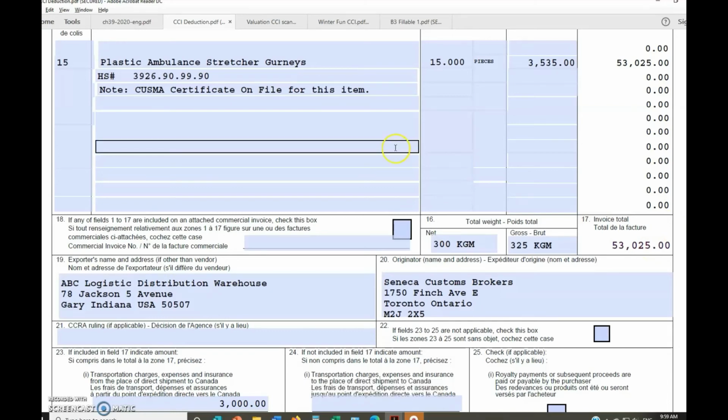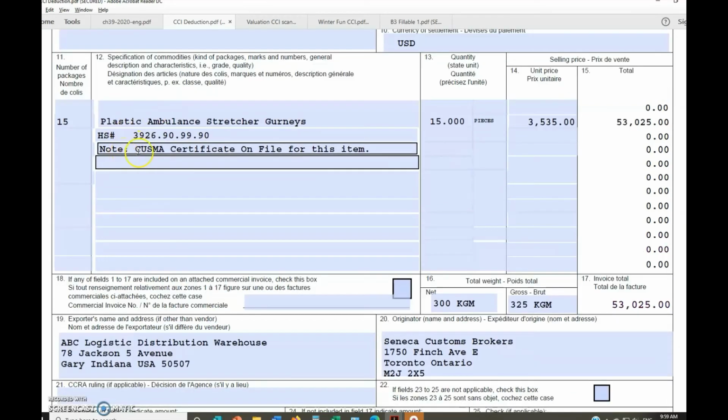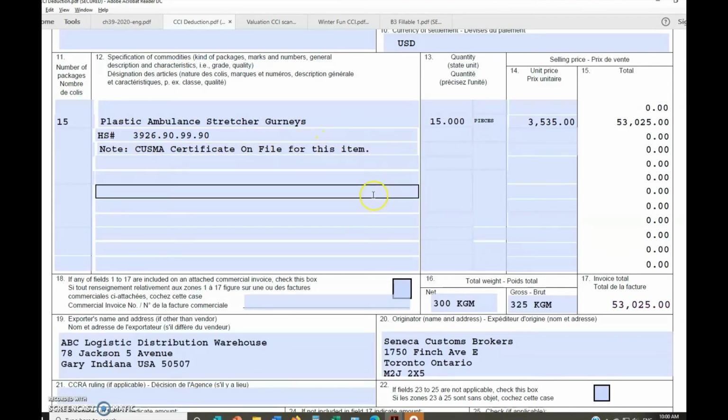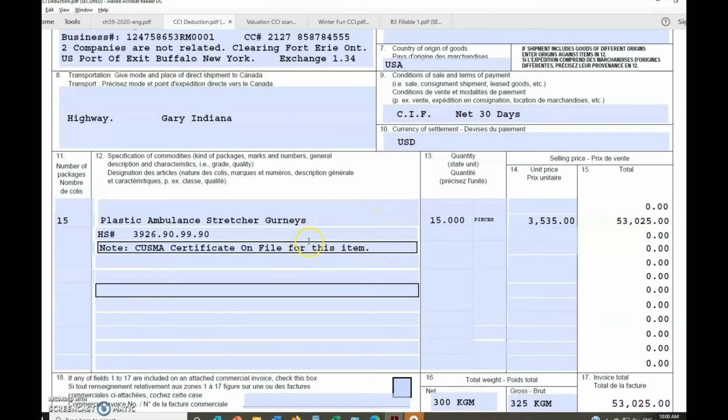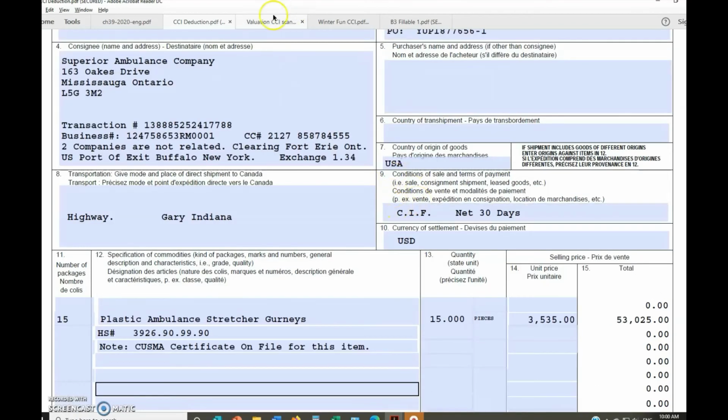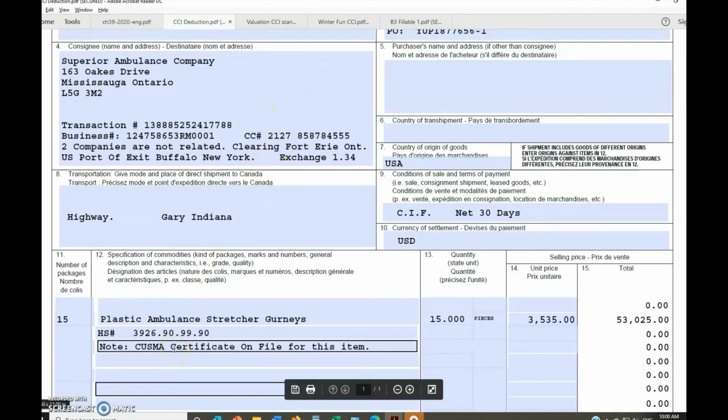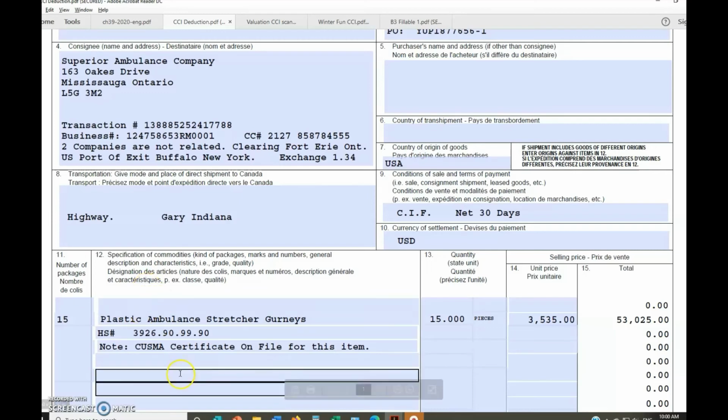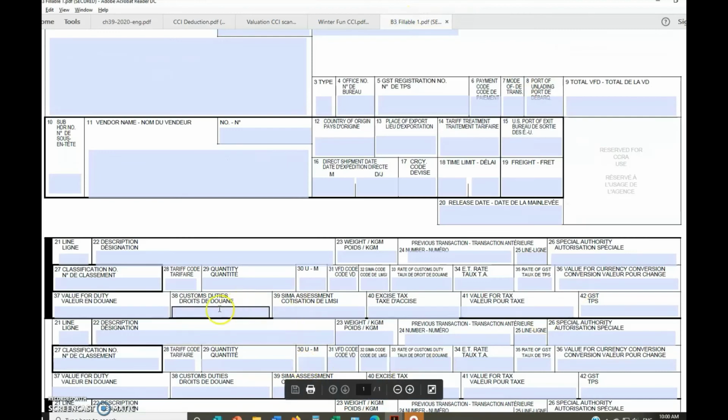Okay? Now, the only other thing that's a little bit different here, it says, note, there's a CUSMA certificate on file for this item. Okay, so when you go to the customs tariff, you're going to pay the CUSMA duty rate. And remember, the duty rate on any free trade agreement is in the name of the free trade agreement. And that name is free. It's a beautiful thing. Now remember, don't put free, put 0.00, but just the same, there's a CUSMA certificate, so you've got to make sure that you put the right duty rate, which goes in here, and make sure you put the right tariff treatment.